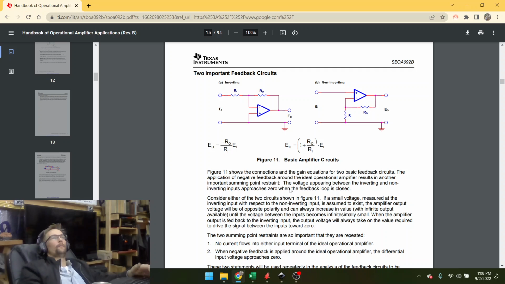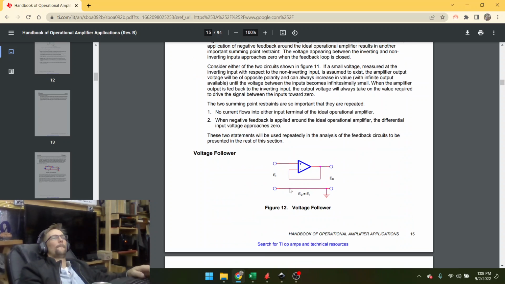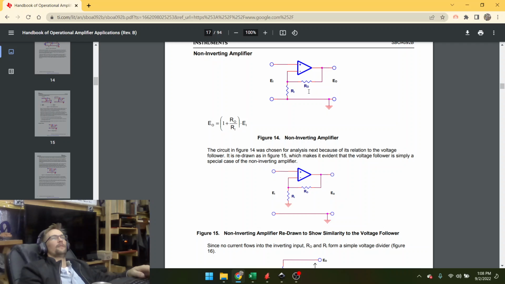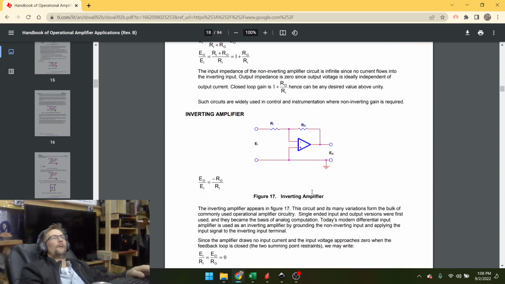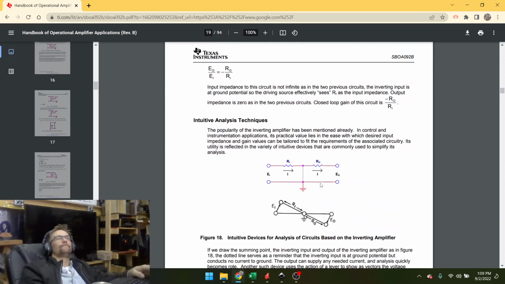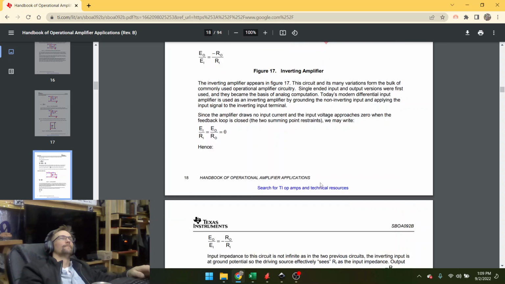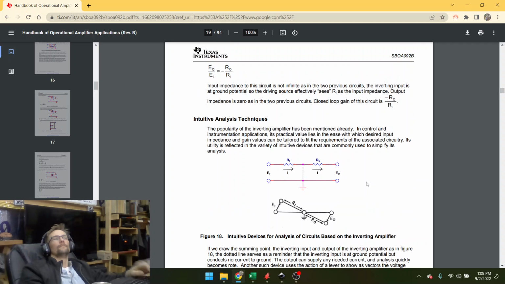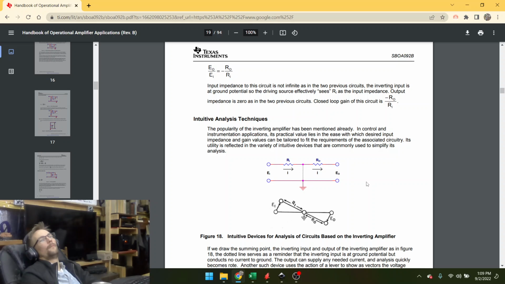Feedback, voltage follower, feedback resistor, non-inverting amplifier, inverting amplifier, intuitive analysis techniques. Yeah, I see.